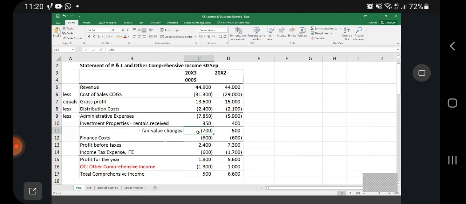Then we have finance costs. That is another name to say interest expenses.